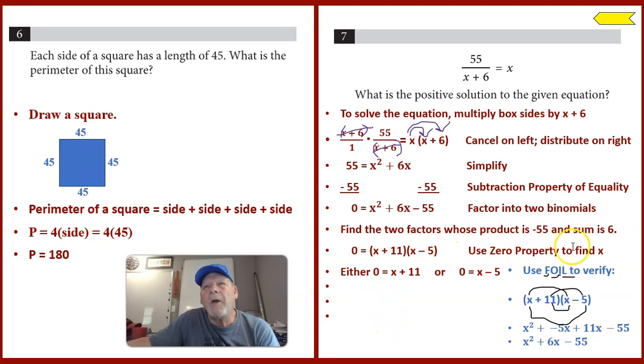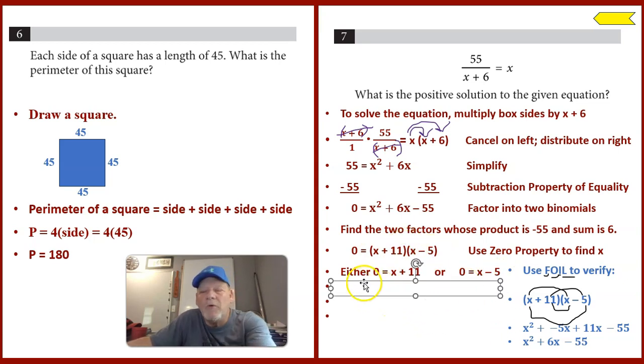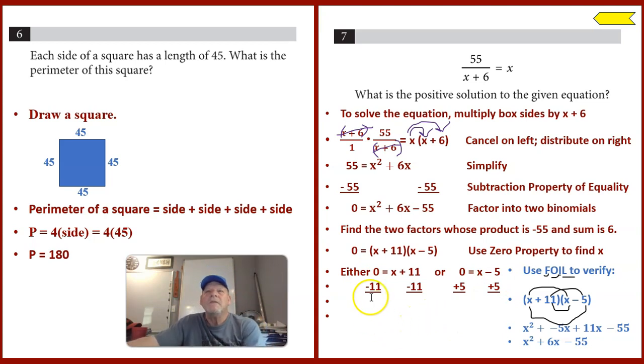So I used the zero product property to find x. So if 0 equals x plus 11 times x minus 5, then either 0 equals x plus 11, the first binomial, or 0 equals x minus 5, the second binomial. Now I'm going to solve both of these. That first one I use the subtraction property of equality by subtracting 11 from both sides. Second one, I use the addition property of equality by adding 5 to each side.